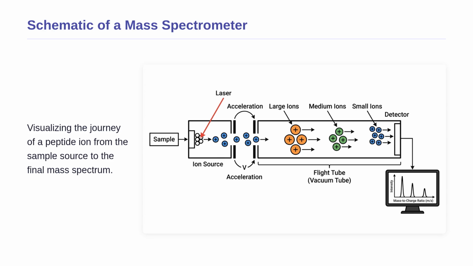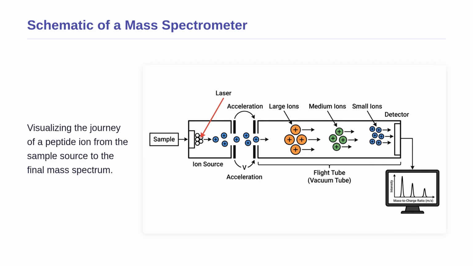Now that we have proven the mathematics, let us look at a visual schematic of the entire process. On the far left, you can see the biological sample entering the ion source, where a laser vaporizes and charges the peptides. Notice the voltage plates in the acceleration region. This is where our electrical energy equation takes effect.